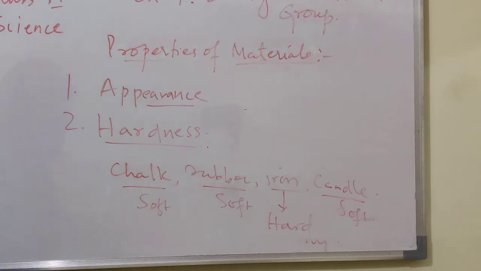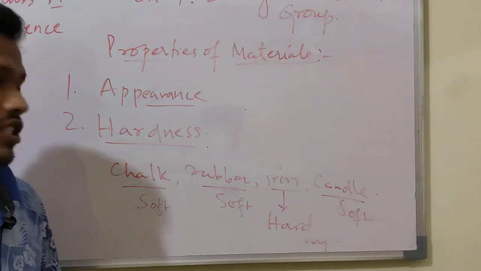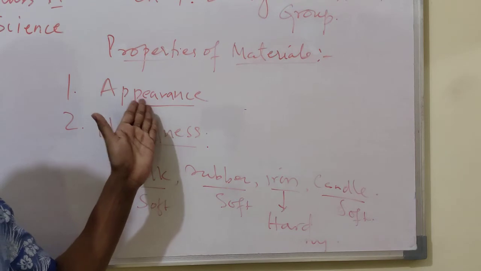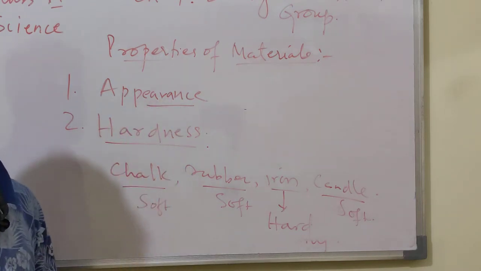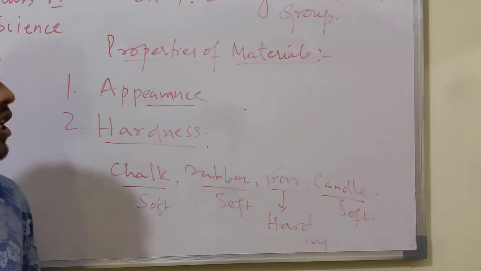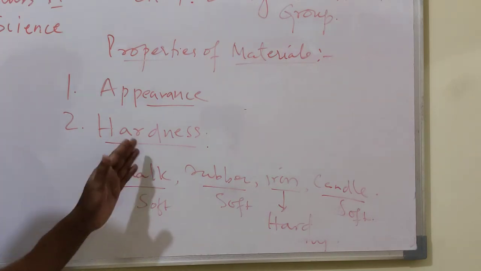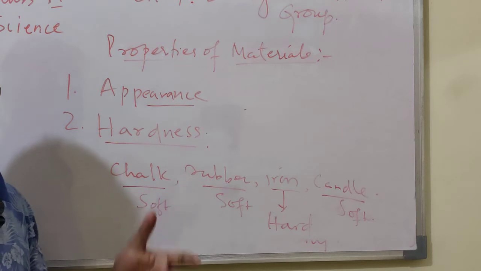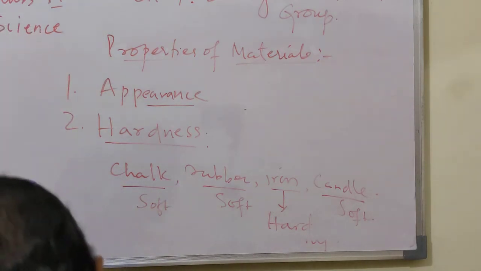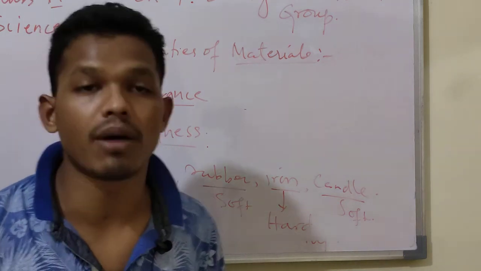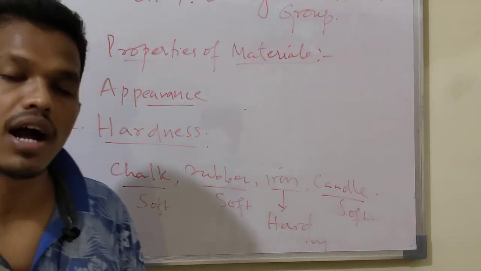Got it now? So in appearance, materials can have different properties. Materials have different properties, such as hardness. What is hardness? Hardness means the materials which cannot be compressed easily. The materials which are difficult to compress are called hard.